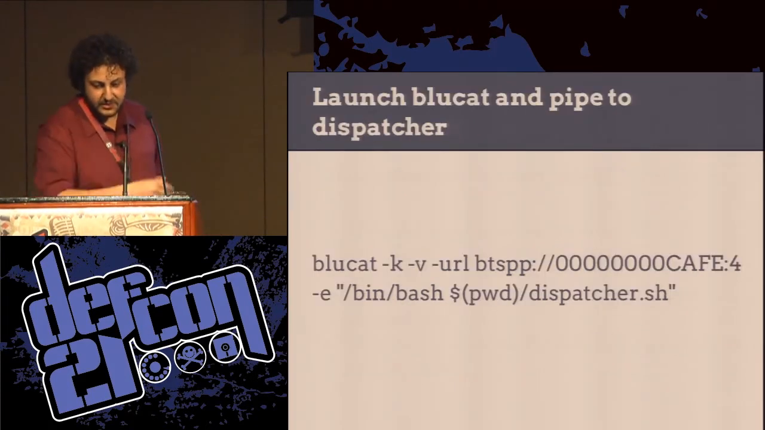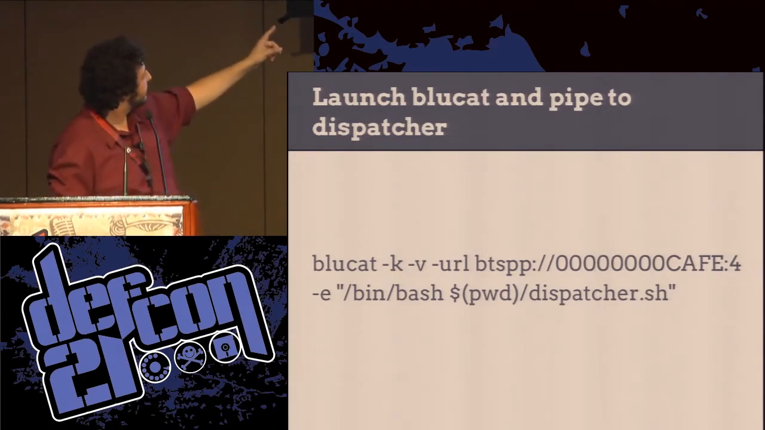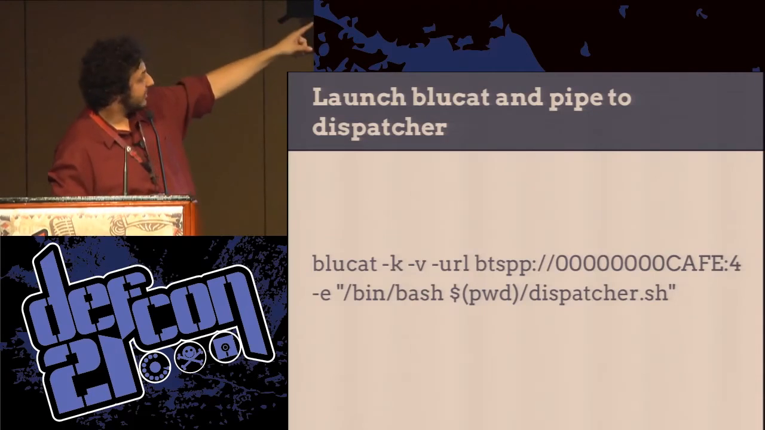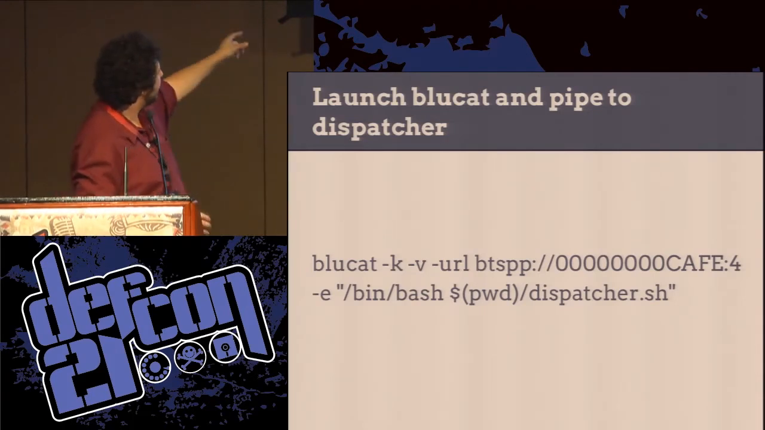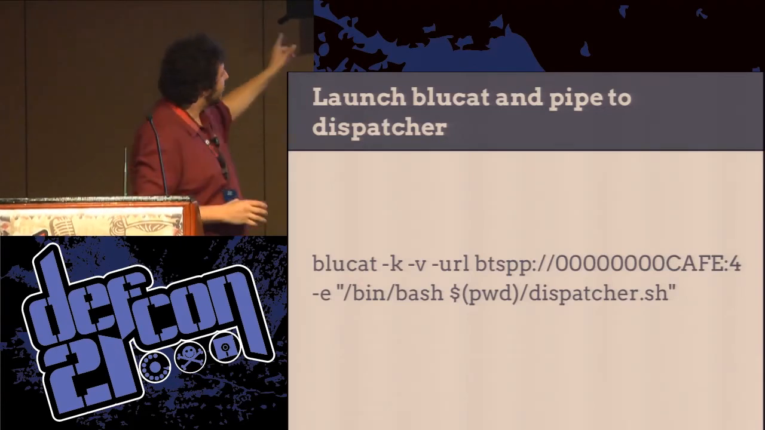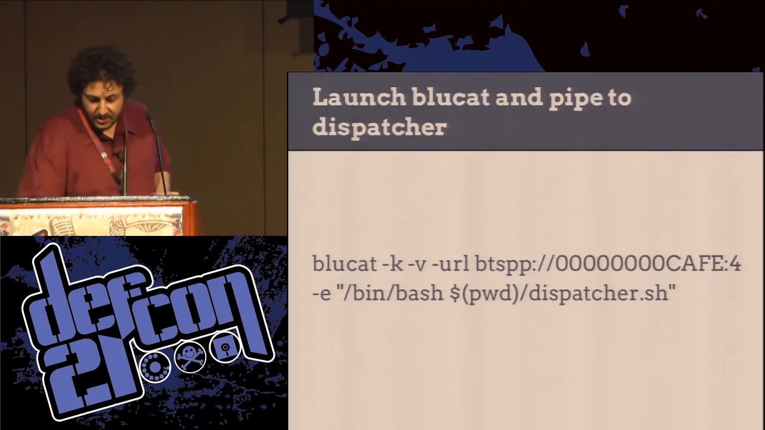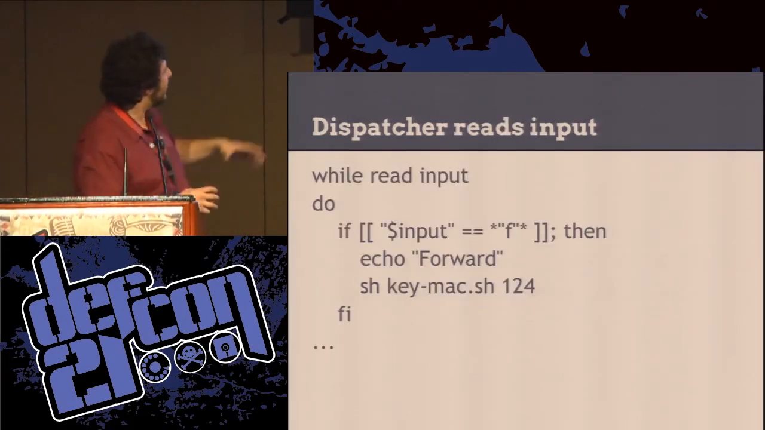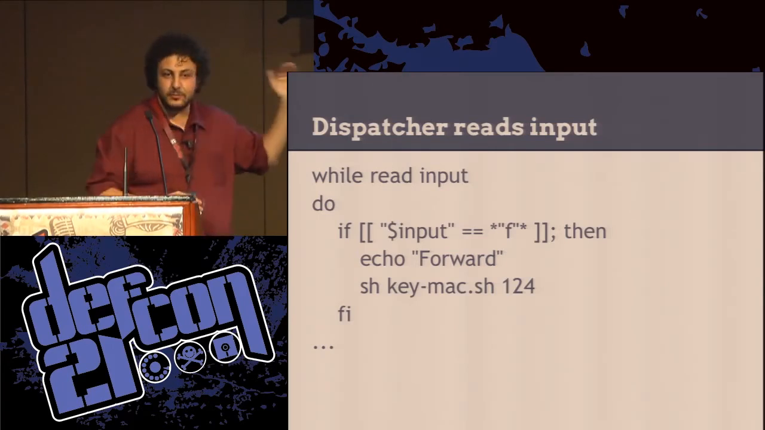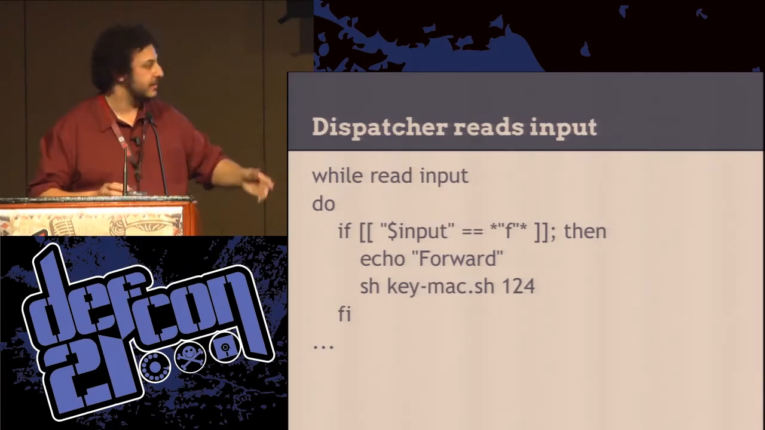So we can go over how this works. It's a few lines. We launch Blucat with keep-alive and verbose to connect to this URL, which is on my phone on channel 4. When we receive a connection, we just throw it to dispatcher.sh, which simply looks like this. We read input, and if the input is an F, echo forward and then press the key for forward. It did work great all weekend.